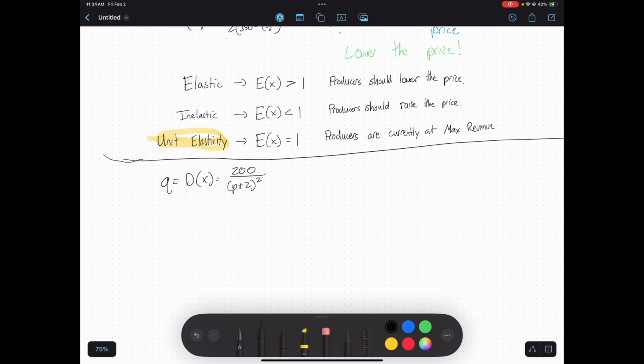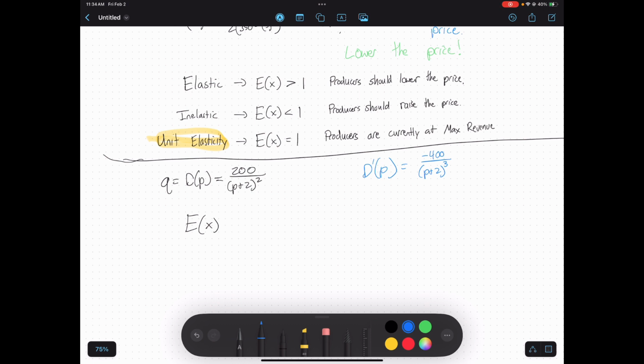Oh, I used P for price, and I think this problem on your homework actually does use P for price, so sure, why not? Let's use P for price. Okay, so once again, we're going to calculate the elasticity here. And in order to calculate the elasticity, I need to know the derivative of this function. I can either use power rule or quotient rule, but regardless, I should end up with negative 400 over P plus 2 to the third power.